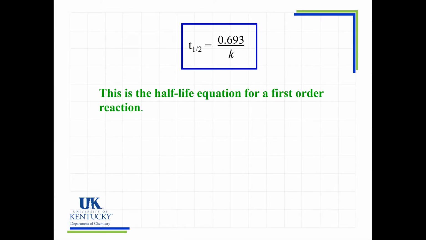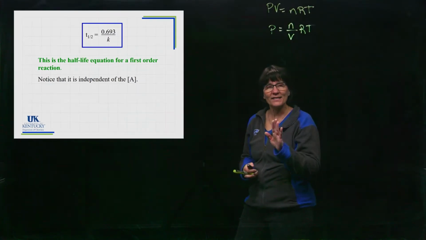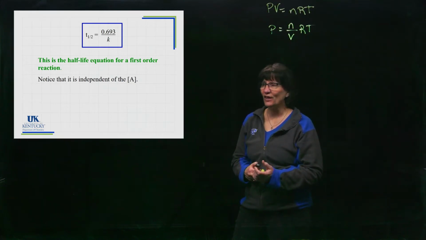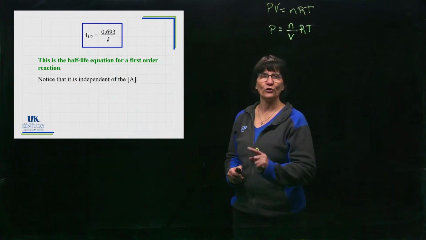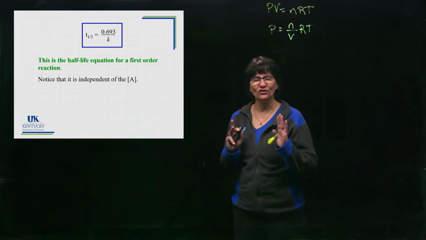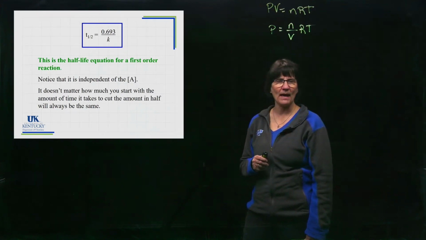Now, what is interesting about this equation is that it is totally independent of what the concentration is. It doesn't matter. The amount of time it takes something to go from, let's pick an even number, 8 million to 4 million, for the same reaction would be the same as from 8 to 4. It doesn't matter whether it's a whole bunch or a little bit. The amount of time it takes to cut it in half is the same regardless. This is true only for first order kinetics. Half-life is totally independent of how much you have. And that's what I just stated. It doesn't matter how much you start with.